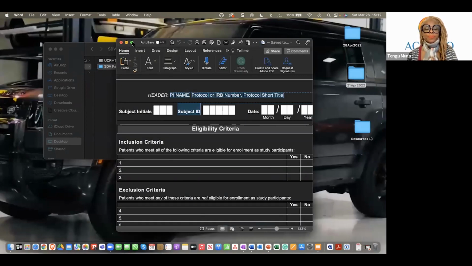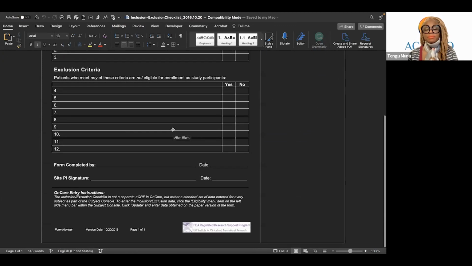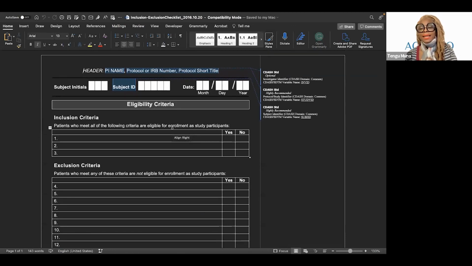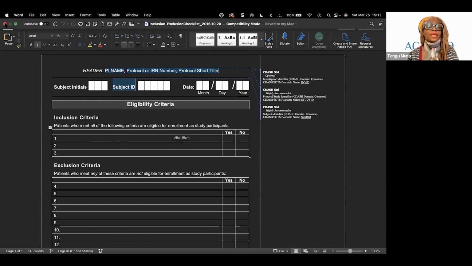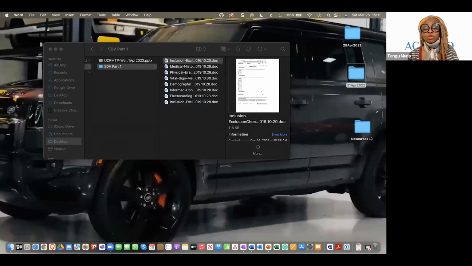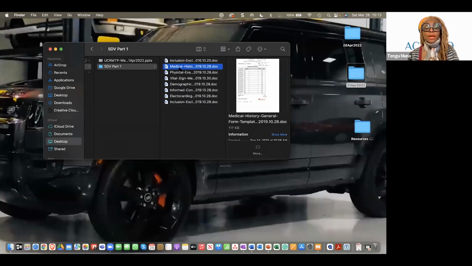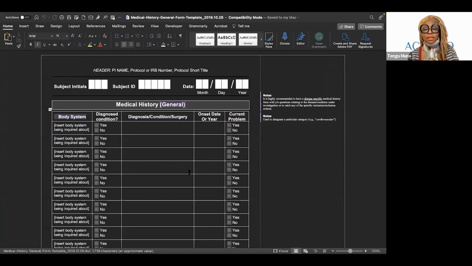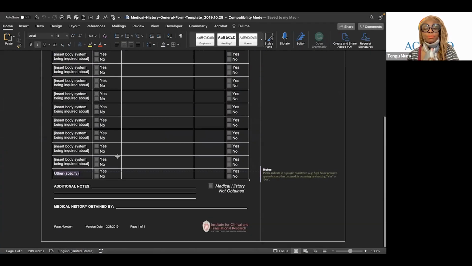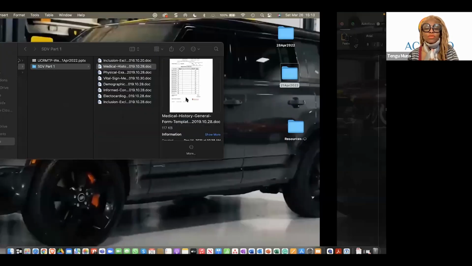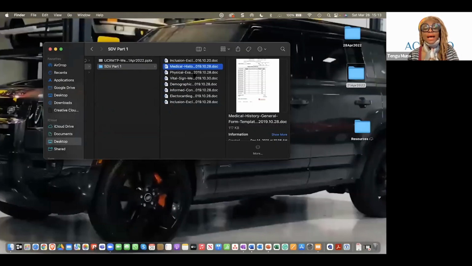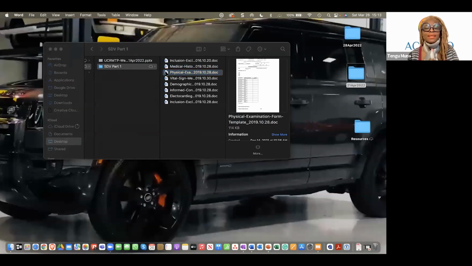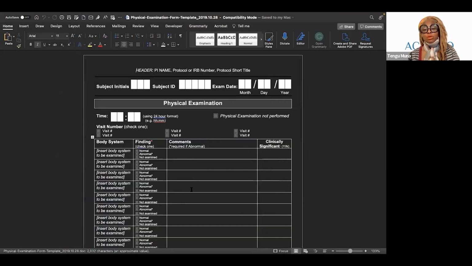So here we are. Inclusion and exclusion, eligibility. This is another type of source document that is used. Okay, did the patient meet the inclusion? Did they meet the exclusion? That's this, and these are mostly screening source documents that I'm showing you guys. Then, of course, if the medical history is captured, this is another document capturing the medical history, all samples. So I'm just showing this so that you're familiar with it. Physical exam also, it's pretty much the same thing. And this is going to be based on your protocol.